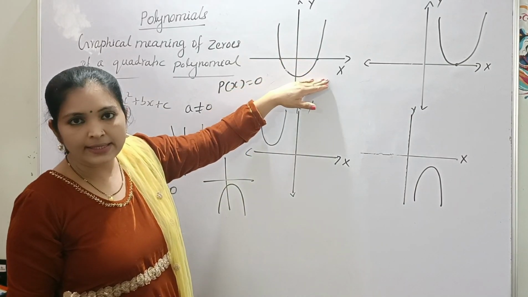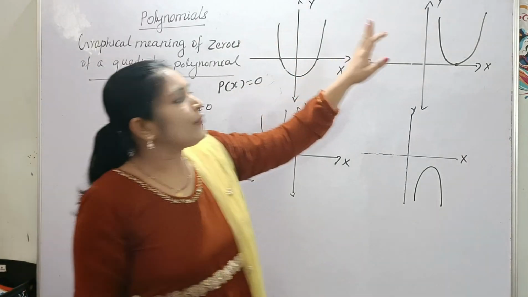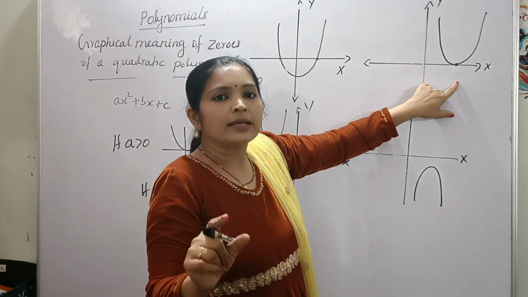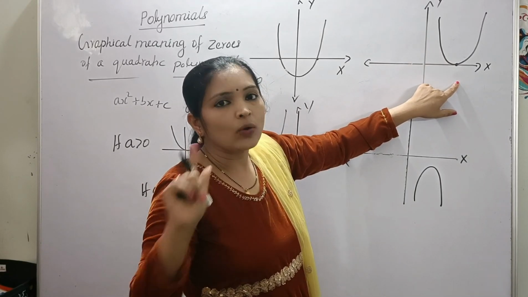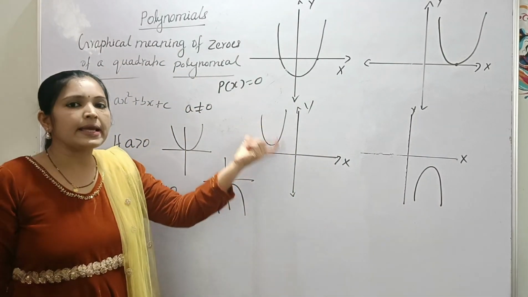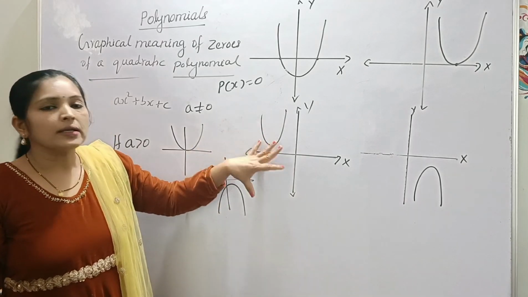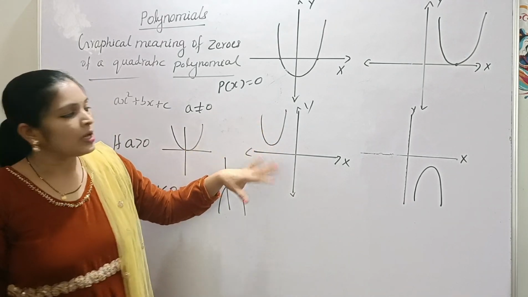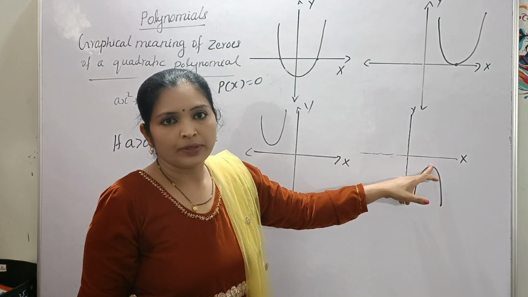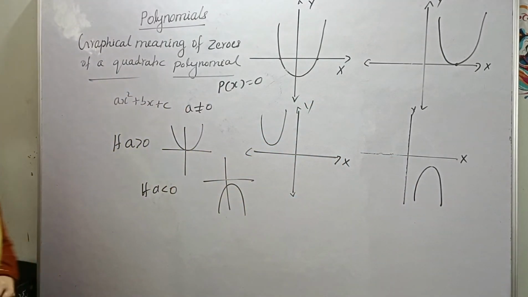If the parabola touches 2 points on the x-axis, then the polynomial has 2 zeros. And if the parabola touches exactly 1 point on the x-axis, then the polynomial has only 1 zero. And if the parabola does not intersect the x-axis, then the polynomial has no zeros. See, here also no zero, because this parabola does not intersect the x-axis.